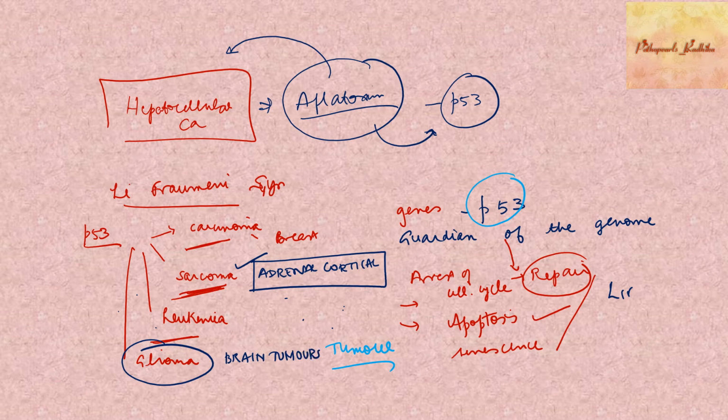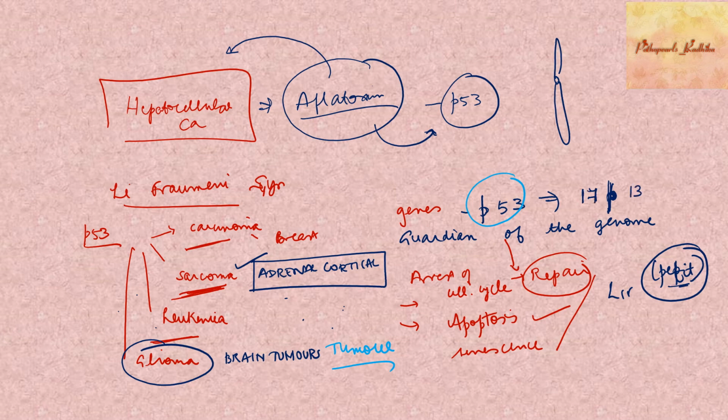Okay, so next you have to remember the chromosome number. What's the chromosome number for p53? So whenever you write the chromosome number, it's depicted by numbers and alphabets. If you take a chromosome, you can have a long arm and a short arm. The short arm is depicted by P, meaning petit. Okay, so it's located on chromosome 17p13.